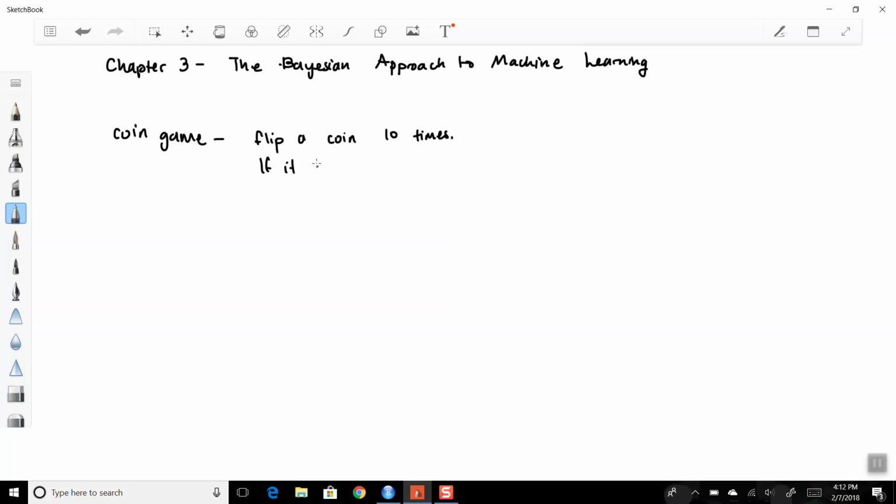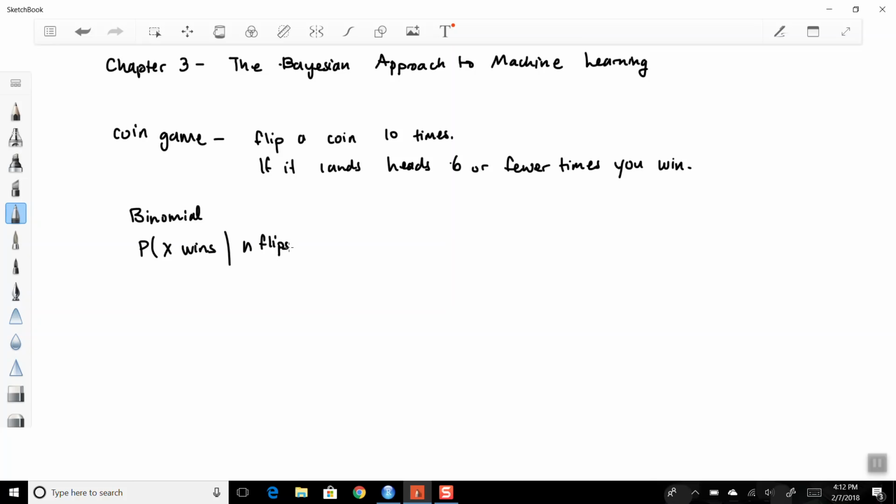And so this is straight from the textbook, okay? If it lands heads 6 or fewer times, you win, okay? And so this is a binomial problem, right? And so the probability of getting X wins based on n flips, and for whatever reason they've used R for the probability of heads.